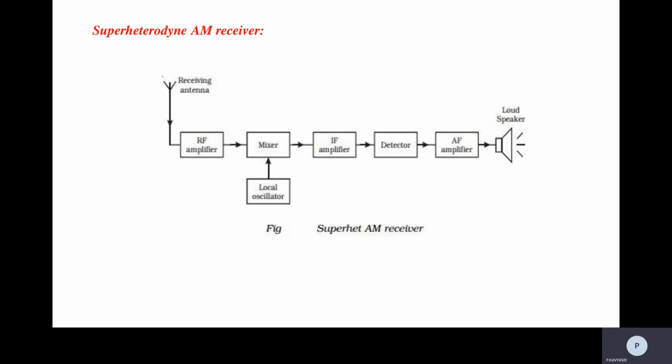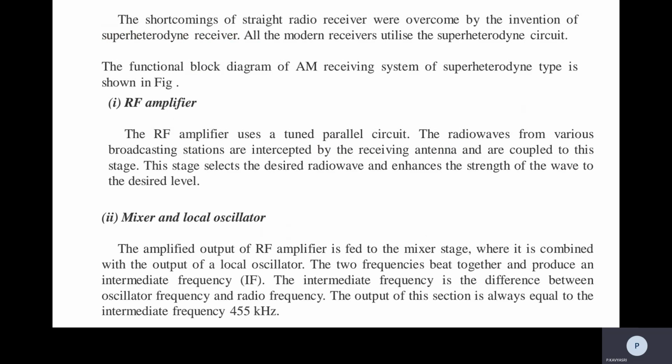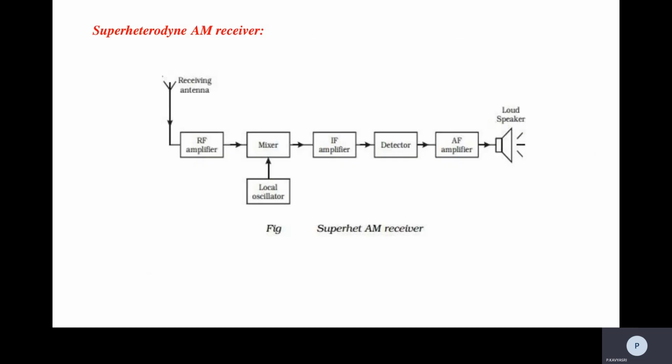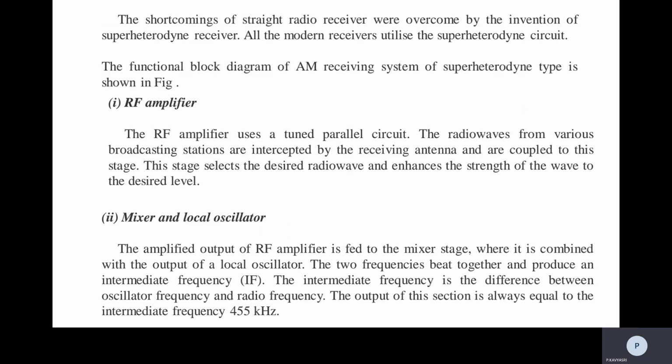First we have the RF amplifier. Now we will see the function of the RF amplifier. The RF amplifier uses a tuned parallel circuit. The radio waves from the various broadcasting stations are intercepted by the receiving antenna and coupled to this stage. The stage selects the desired radio wave and enhances the strength of the wave to the desired level. Enhances means increasing. As I said in the previous block diagram also, this RF amplifier selects the desired signal and also amplifies it, and it is given to the next stage, the mixer.